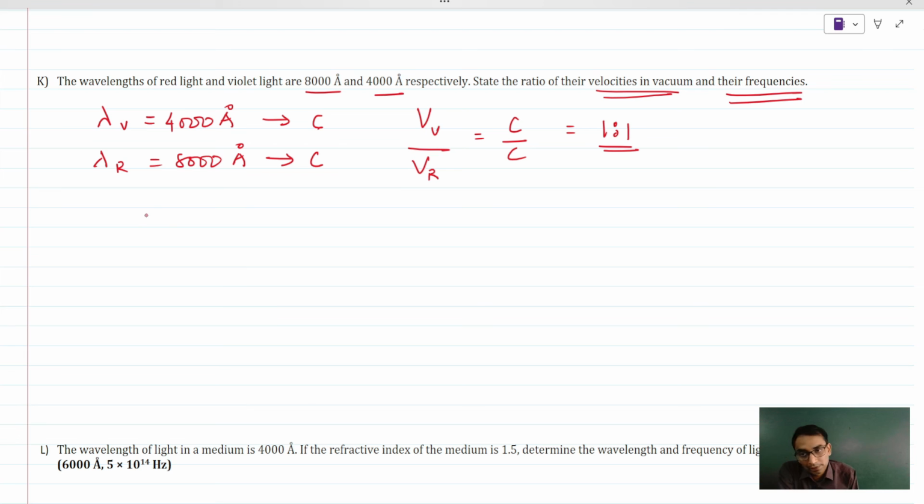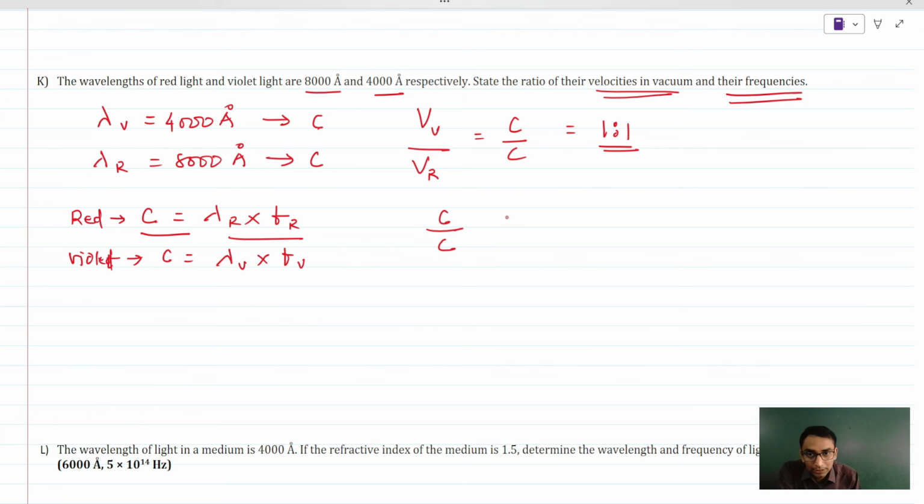So what I am going to do is, speed is equal to this. For red, I am writing wavelength of the red multiplied by the frequency of the red light. For the violet light, the speed is the same, C, that is equal to wavelength times the frequency. I am going to take the ratio of these two. So C upon C, that is equal to lambda R times FR over lambda V times FV. So simply I am going to get lambda V upon lambda R, that is equal to frequency of red light upon frequency of violet light.